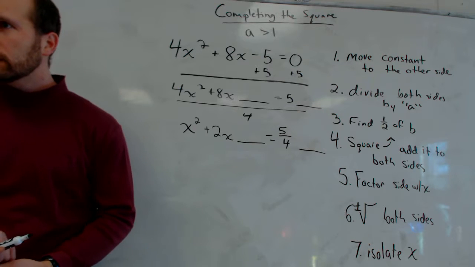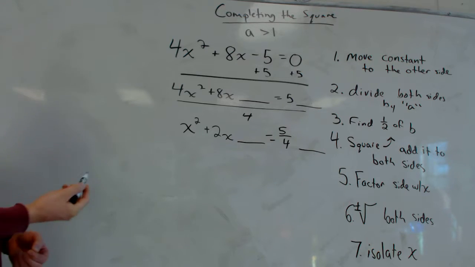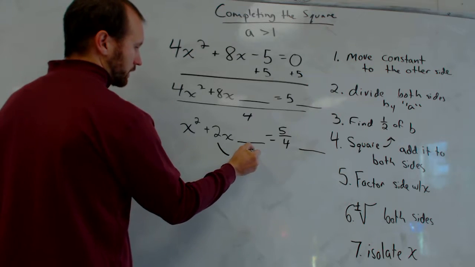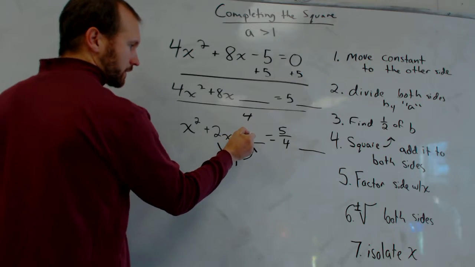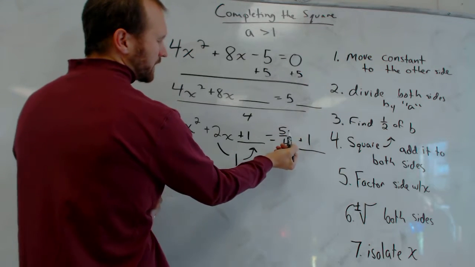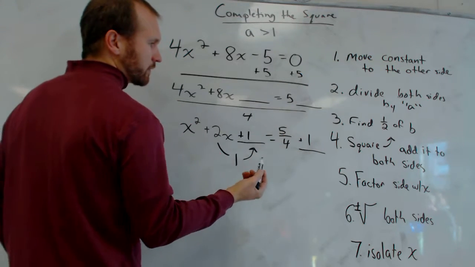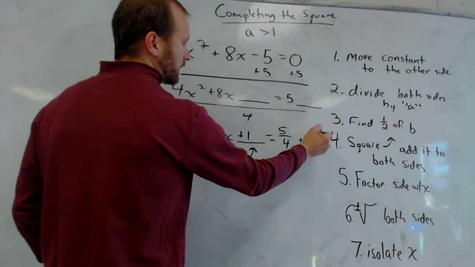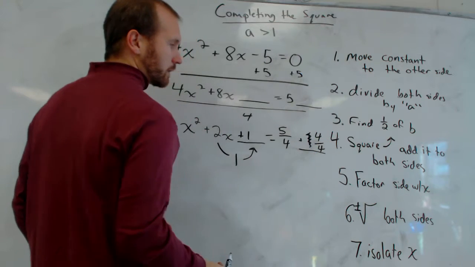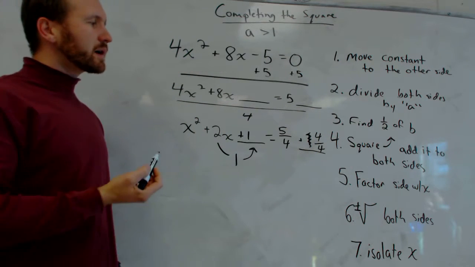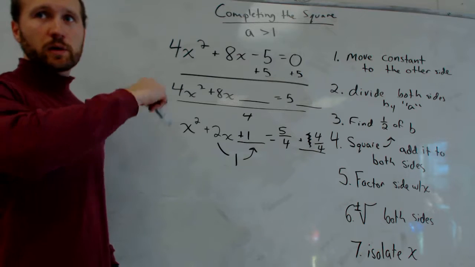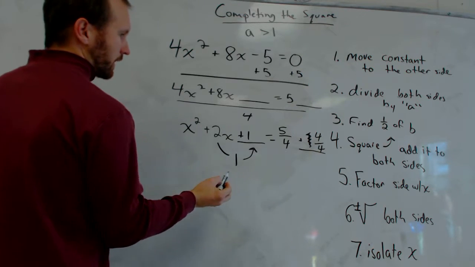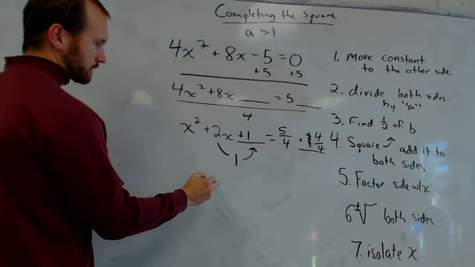What do I do next? Find half of b, which is 1, and we're going to square it, which is 1. Add it to both sides. Now what is 5 fourths plus 1? 1 is 4 fourths, so it's 9 fourths. We're going to do them as improper fractions because when we do the square root, mixed numbers are very weird to square root.